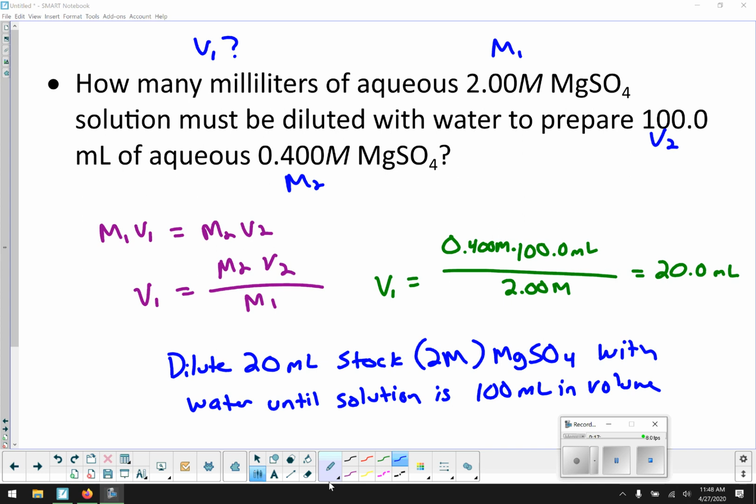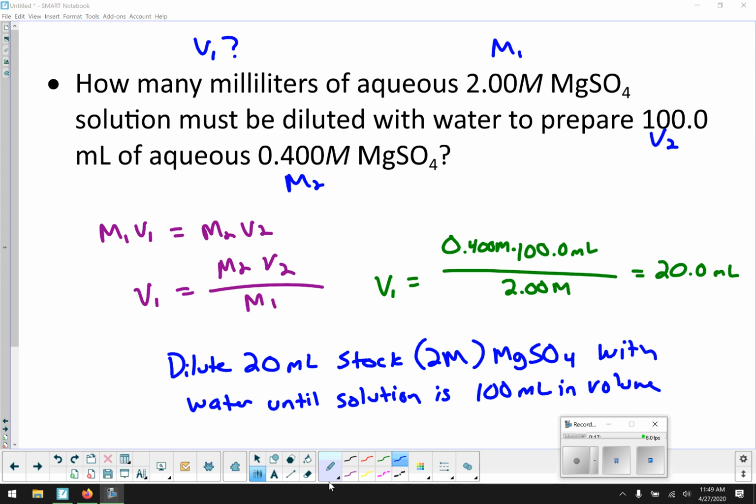Now, generally, that's going to be pretty much 80 milliliters of water, but solutions don't always conserve volume. Usually they do as long as they're aqueous, but not always, so I don't like saying exactly. I like to say dilute 20 mils of stock solution until you reach the desired volume, which is how you would do it anyway. You'd take it, put the 20 mils in a graduated cylinder, and then fill it the rest of the way. So that is molarity, also percent by mass and percent by volume.